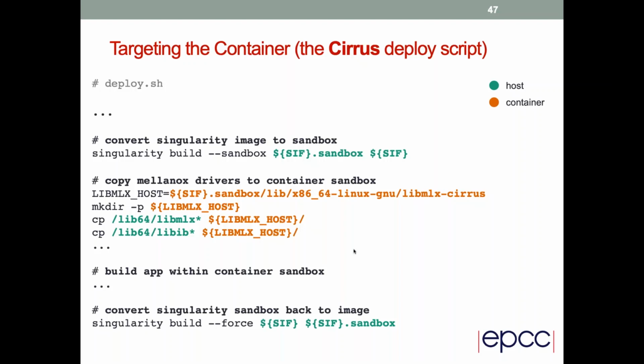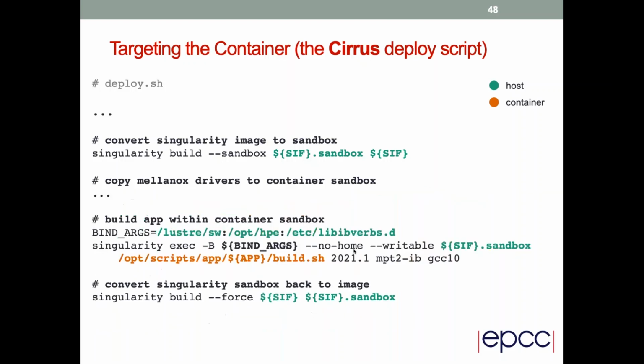Now these libraries exist in a /lib64 folder on the Cirrus host, and unfortunately trying to bind directly to lib64 caused problems because there were incompatibilities between the libraries within Cirrus lib64 and those libraries within the lib64 on the container. So this is the extra step I needed to do.